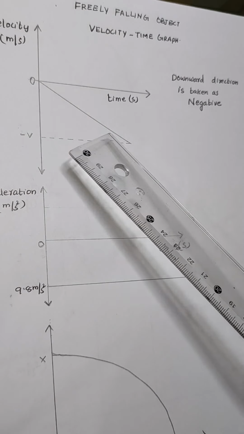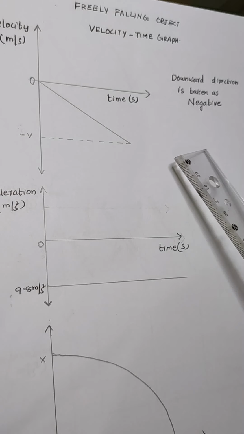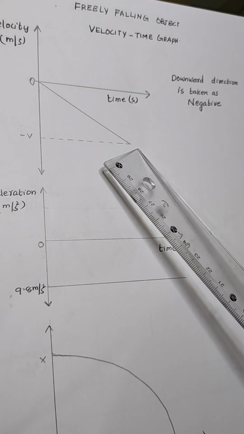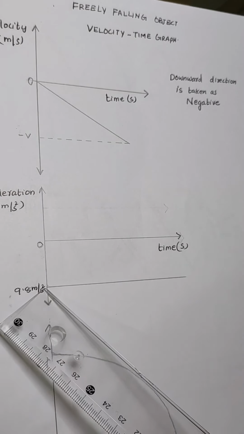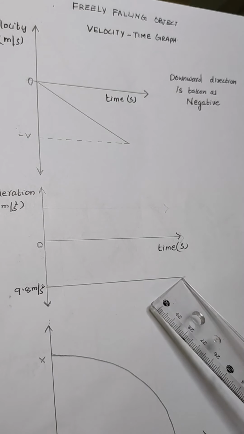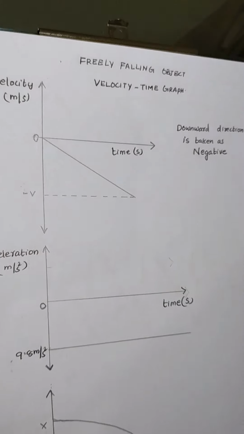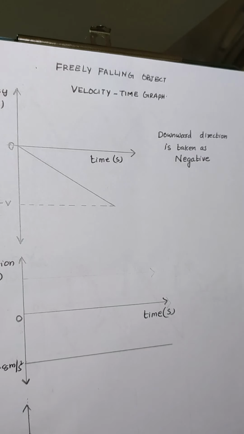Here you can see that the velocity in the downward direction is taken as negative. So the velocity-time graph is drawn in this way. The downward direction is taken as negative conventionally, because of which the acceleration is constant, and you can see that it is negative, minus 9.8 meter per second square.